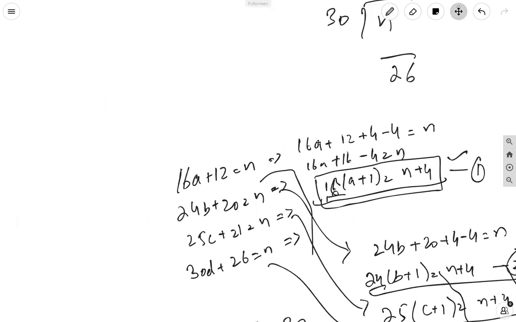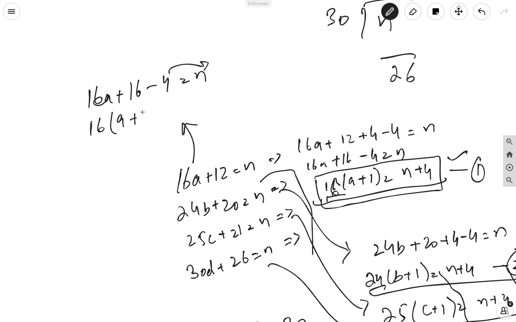We have 16a plus 12 is equal to n. If I add 4 and subtract 4, this is 16a plus 16 minus 4 is equal to n, right? I just take 4 to the right, and take 16 common. This is 16 into a plus 1 is equal to n plus 4, right?